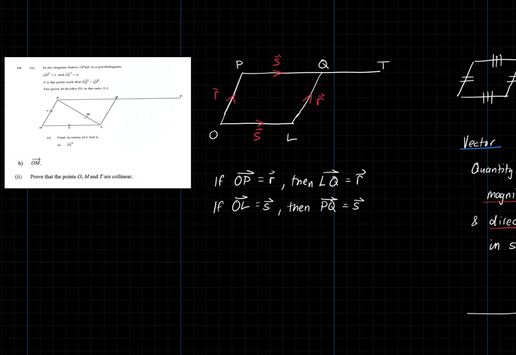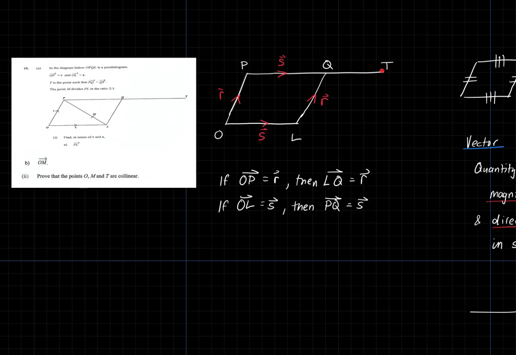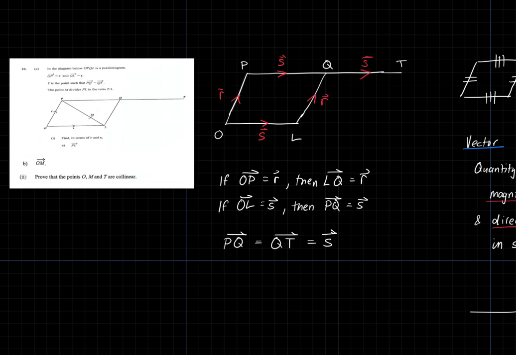It says here that the point T is the point such that PQ is equal to QT. So then let's make this a little bit longer. T. Then QT is also equal to S. Okay, what else do we got?